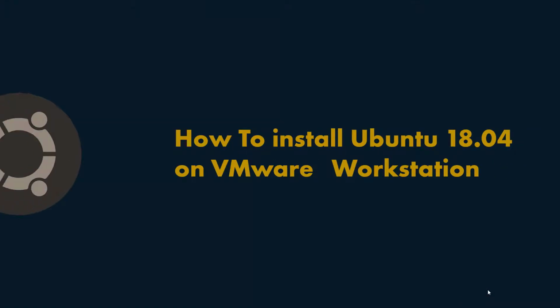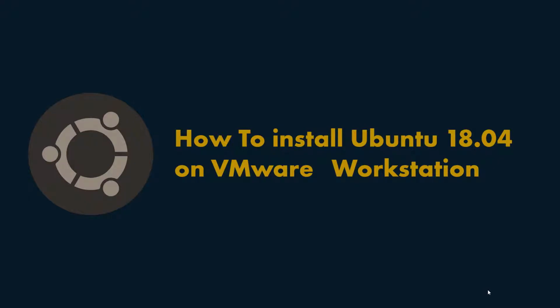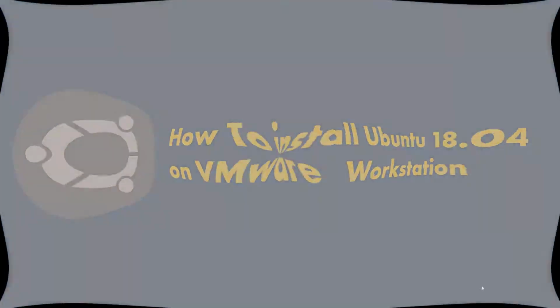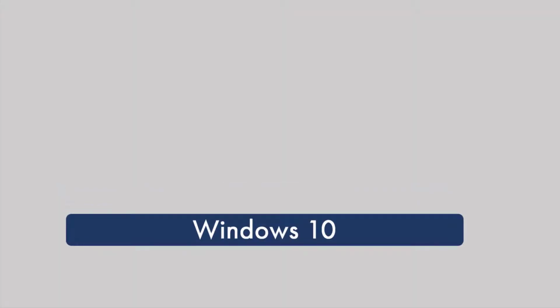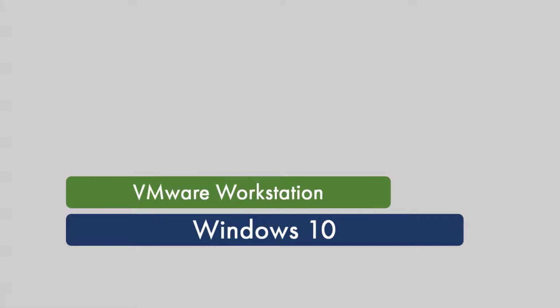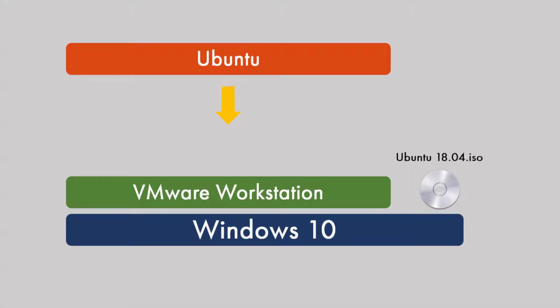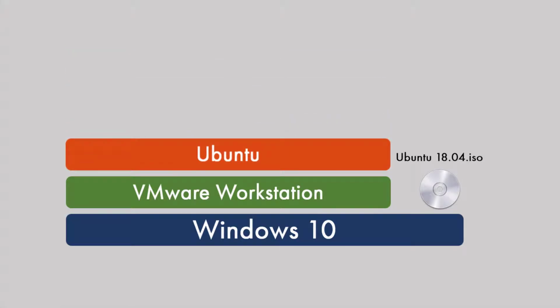This video demonstrates how to install Ubuntu 18.04 on VMware Workstation. To start, you need two things on your computer: VMware Workstation, and an ISO of the Ubuntu operating system. Then, create a virtual machine and install Ubuntu 18.04.